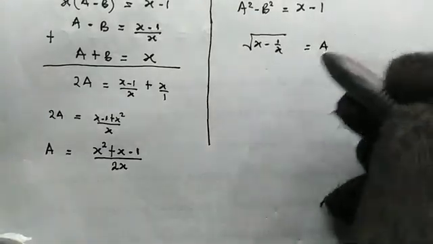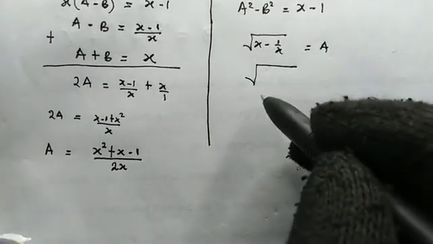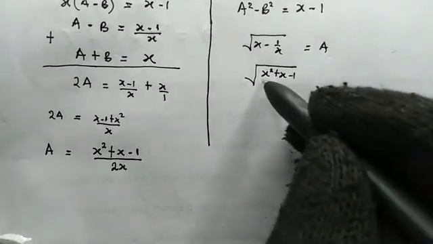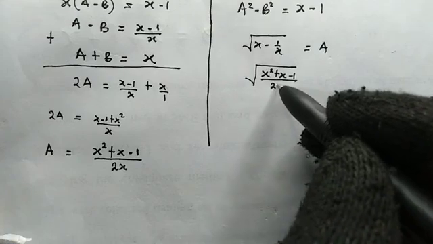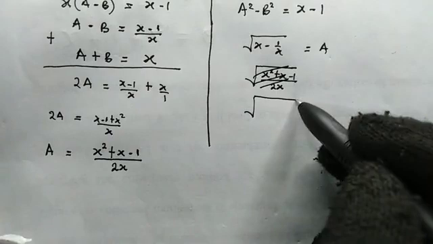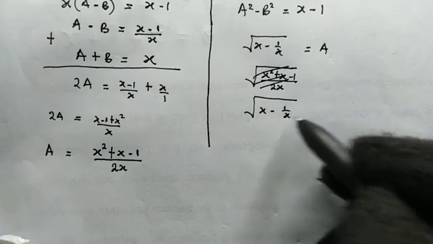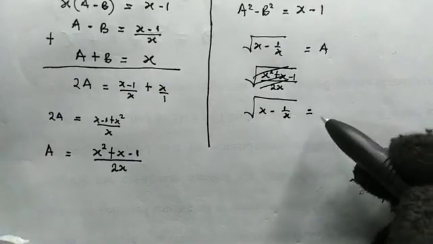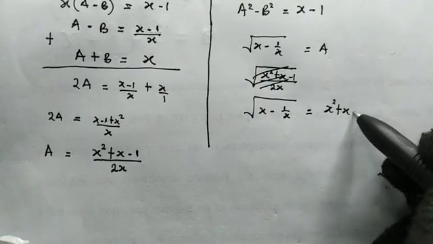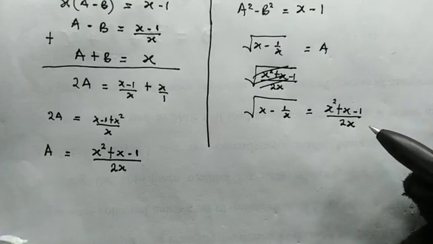This is equal to a. And from here we are going to substitute the value of a in terms of x. We have square root of x squared plus x minus 1 over 2x. So that is square root of x minus 1 over x is equal to the value of a in terms of x, which is x squared plus x minus 1 over 2x, right?